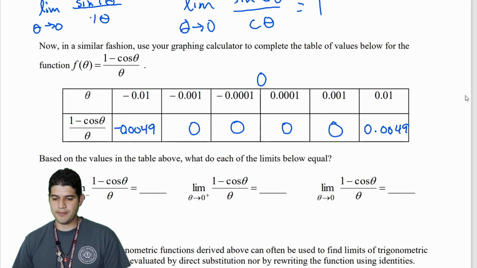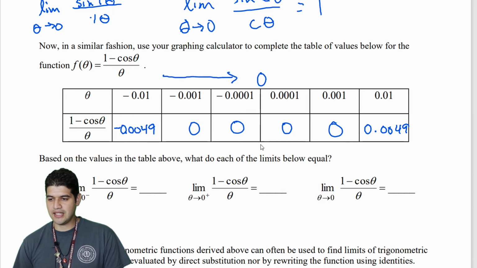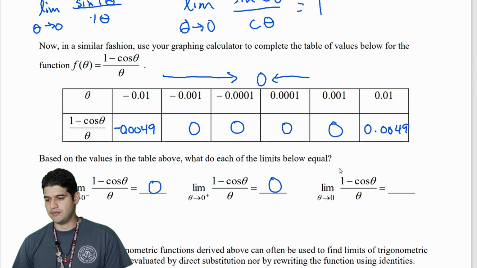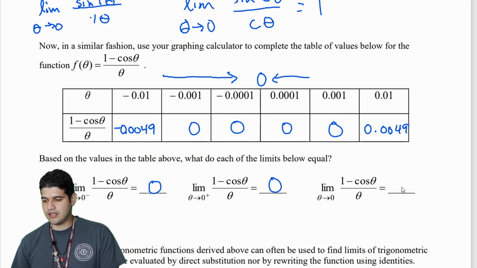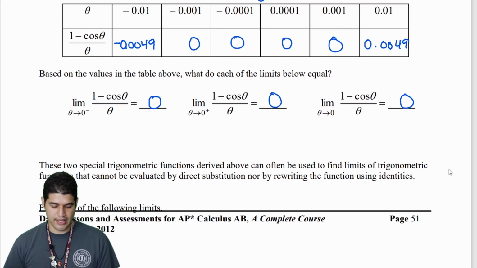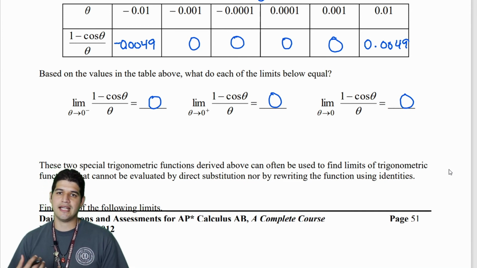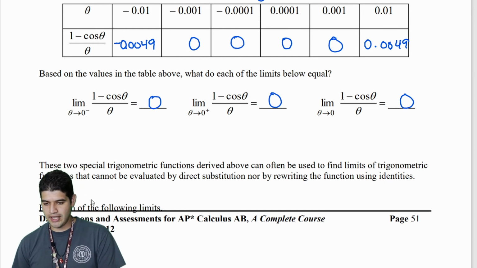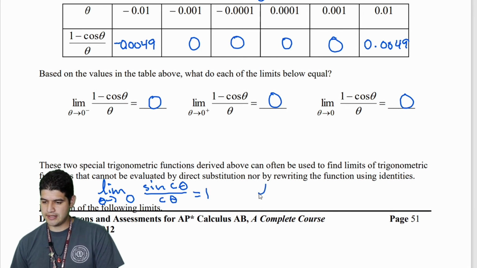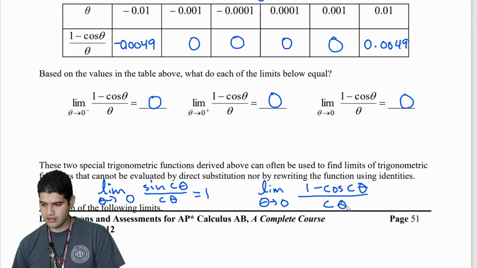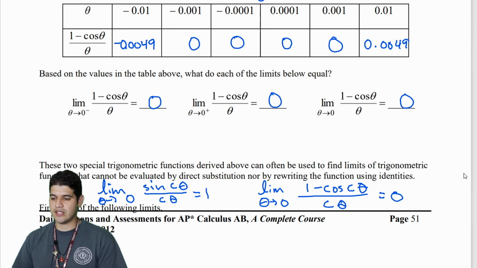Taking those values, what can I say the limits are going to equal? The limit as theta approaches 0 from the left side is approaching 0, and as I approach 0 from the right side, I'm also approaching 0. On both ends, since they're equivalent, the limit as theta approaches 0 comes out to be 0. Now I want to write down the two special trig limits we have, which will be useful when we need to do direct substitution and can't rewrite the functions using identities. Our first one is the limit as theta approaches 0 of sine of c theta over c theta equals 1. The one we just learned about is the limit as theta approaches 0 of 1 minus cosine of c theta over c theta equals 0. Very similar to sine of c theta, we can also have 1 minus cosine of c theta.